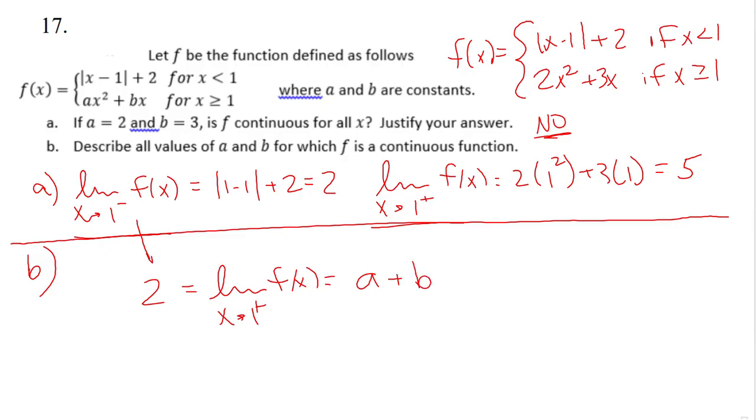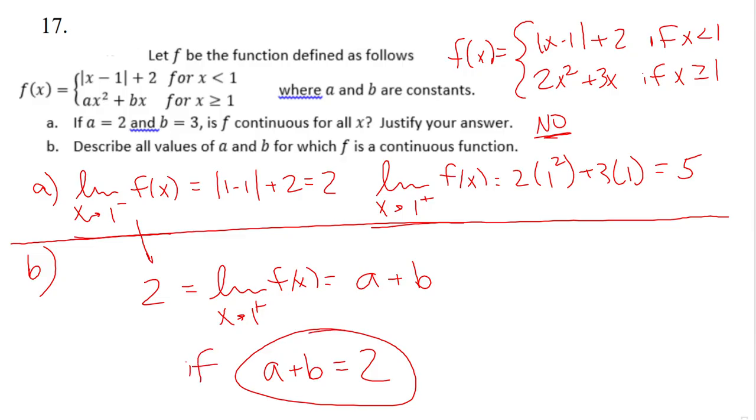And so the answer to this question is all values of a and b such that a plus b is equal to 2. So if a plus b equals 2, then f should be a continuous function. And we'll note that a plus b in part A, right, was 5, and that's why it wasn't continuous. And that is the end of our walkthrough for the old AP limits and continuity homework assignment.